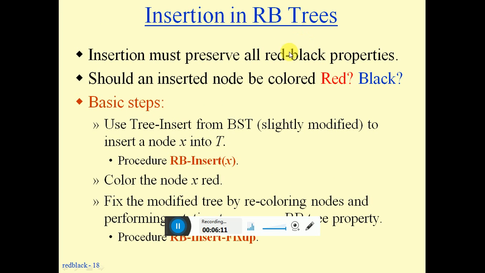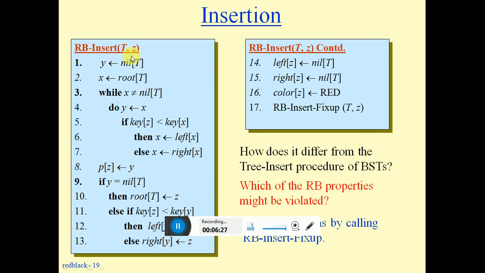Insertion: use the tree insertion from the BST, slightly modified. Insert the node x into T. RB-Insert colors the node x red. Then Fixup modifies the tree by recoloring nodes and performing rotations. In RB-Insert, the nil of T and the root of T are handled, you check the while condition, and after that is executed you check the if at the insertion point.